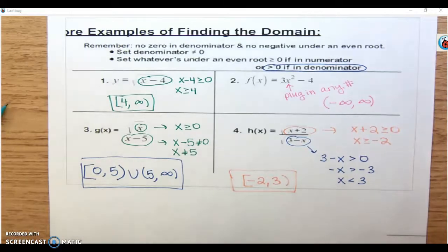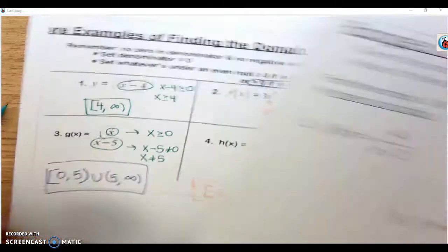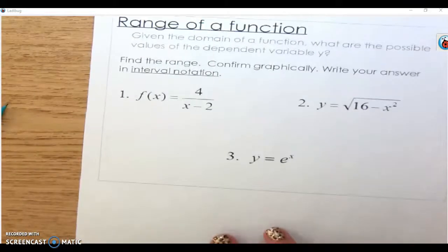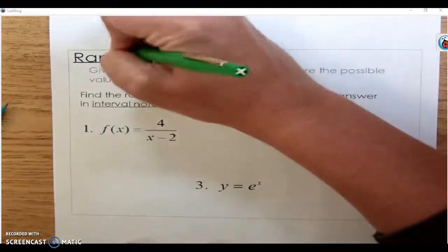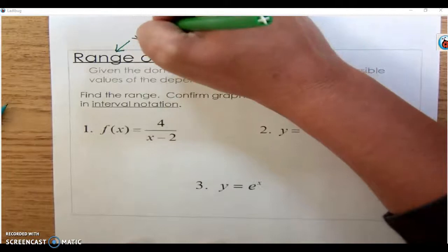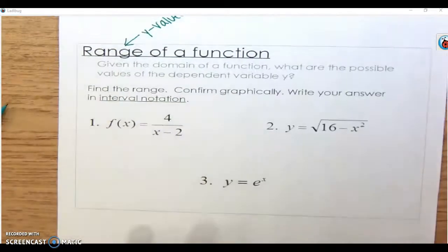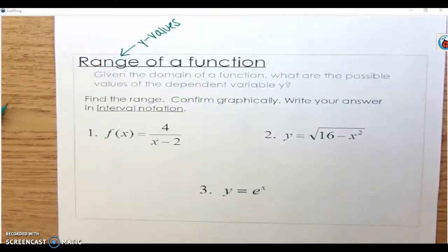So next we're going to take a look at range. And for range, for most problems you will have a graph to look at. But for range, we're talking about the y values. So the range depends on the domain. So for the domain, whatever numbers you could plug in, the y values depend on that. So we are going to write interval notation.